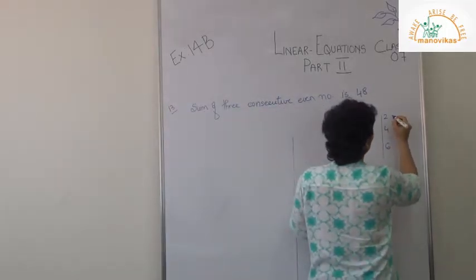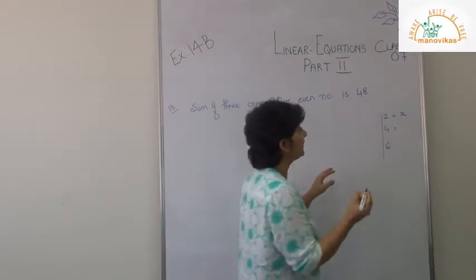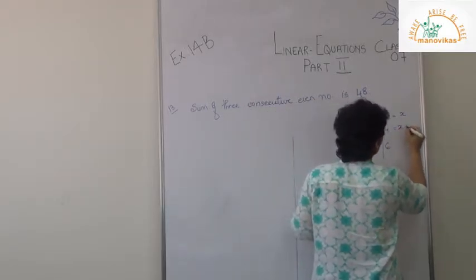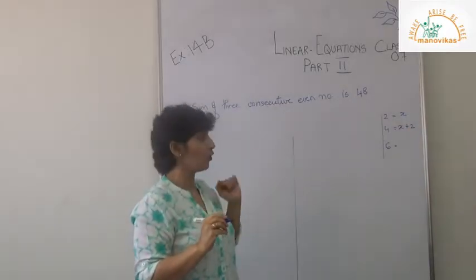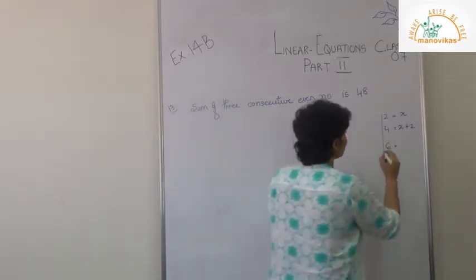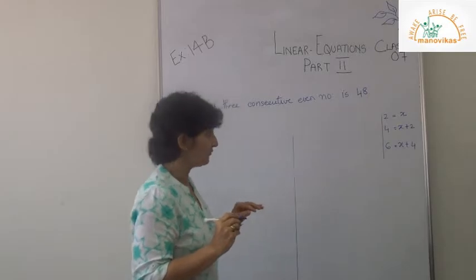So for example, if I take 2 as x, 2 plus 2 gives me 4. So x plus 2. And the third, 2 plus 4 gives me 6. So this would be x plus 4. Is that clear? Have you understood?